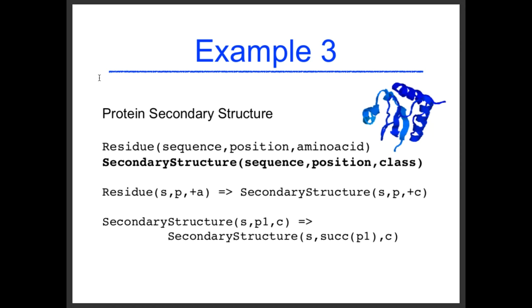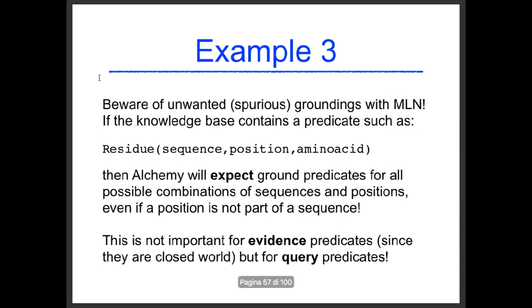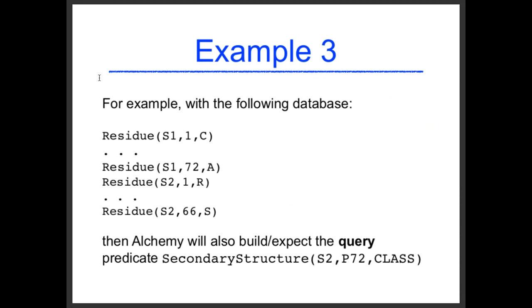What's the problem in Markov logic is that if you model the problem like this, so you write a predicate which is residue in sequence S in position P is this amino acid, in this way the Markov logic engine, Alchemy, will build a lot of spurious, unwanted predicates. I have an example later, and then I go back. So suppose that you build a database in this way.